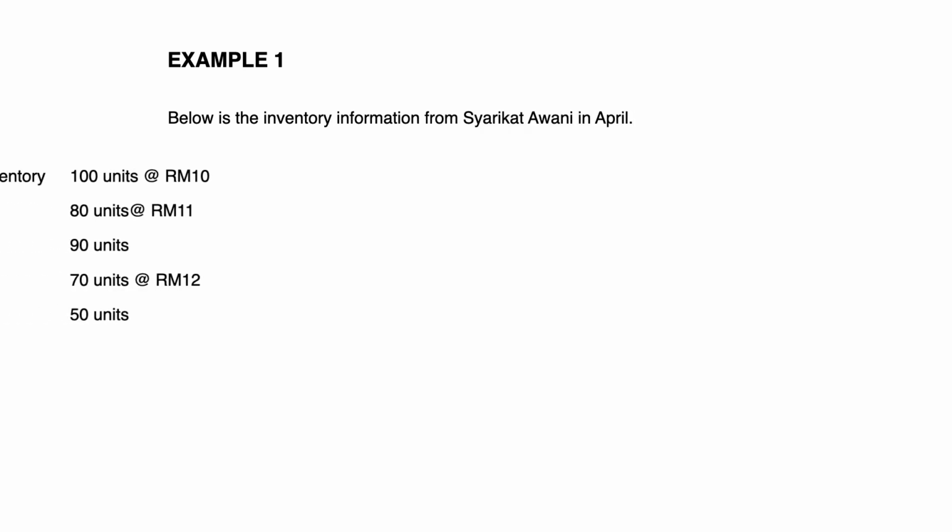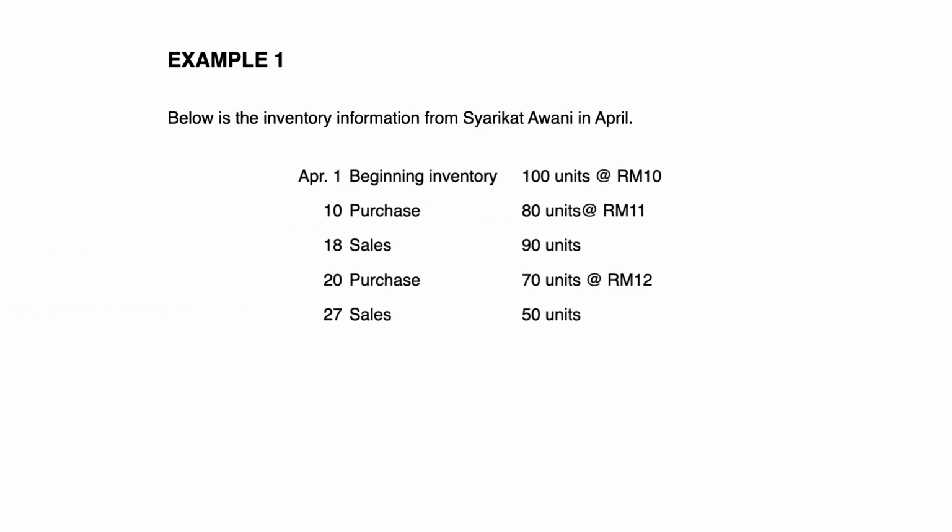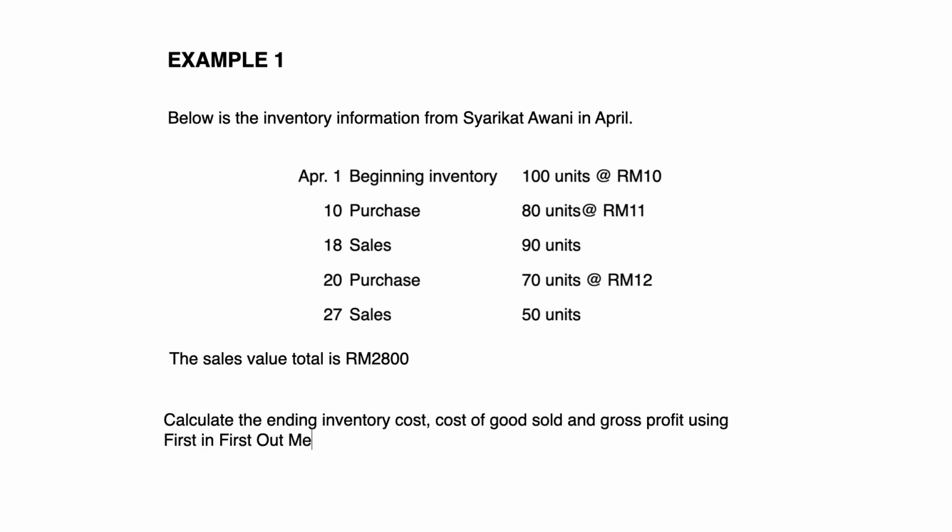Okay, we will start with example 1. Below is the inventory information from Syarikat Awani in April. Given in the question is the list of transactions: beginning inventory, purchases and sales, including the units involved and the prices related. The question asks you to calculate the ending inventory, cost of goods sold and gross profit using the first in, first out method.